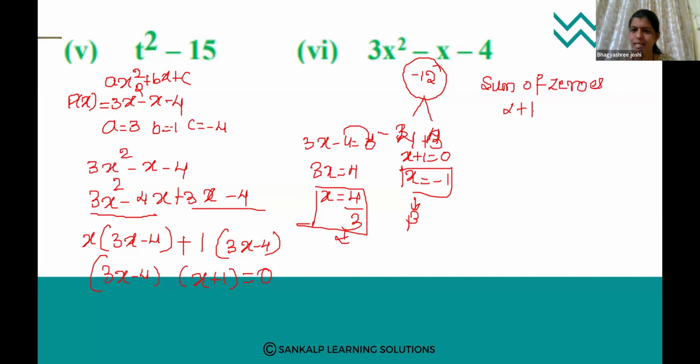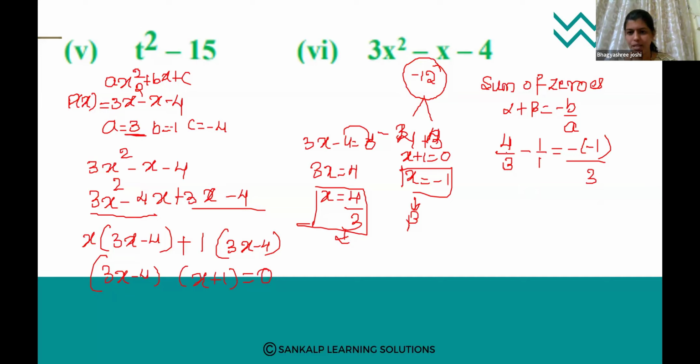Alpha plus beta is equal to minus b divided by a, right? So what is the value of alpha? Alpha value is 4 divided by 3. Next, beta value is minus 1. Minus b value is minus 1 divided by, what is the value of a here? 3, right?